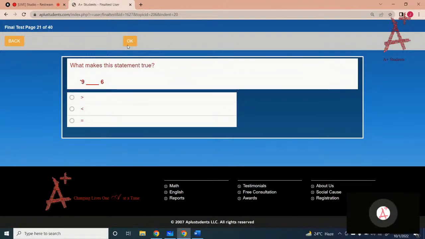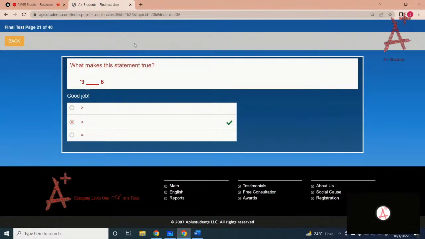Okay, what makes the statement true? Negative 9 and 6. You have to compare both the numbers. So is negative 9 greater than 6 or less than 6? Negative 9 is less than 6 because negative numbers are always smaller than the positive numbers. Got it?